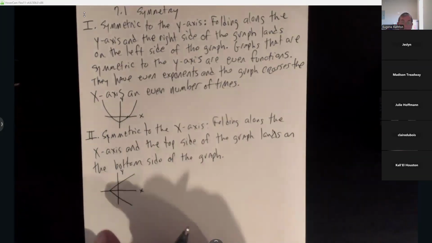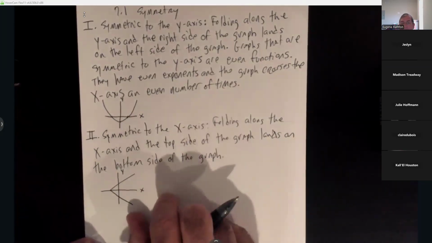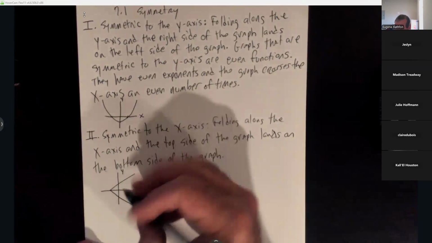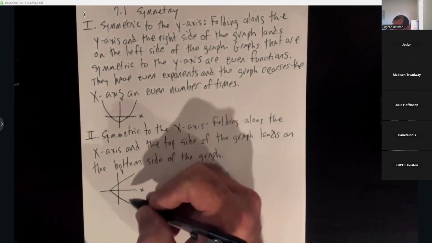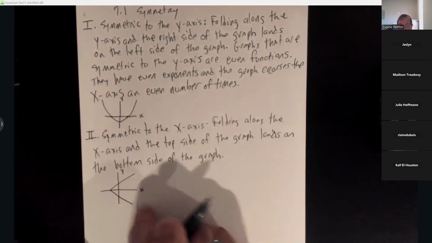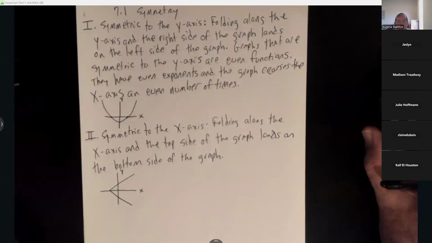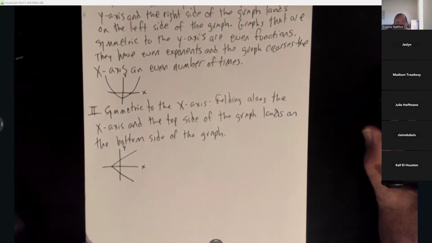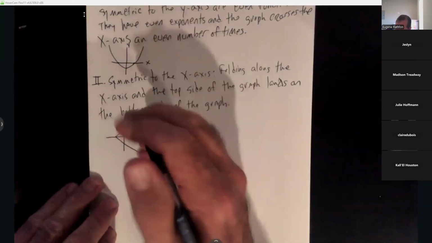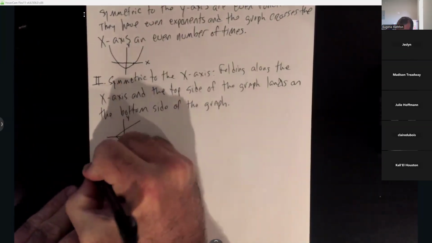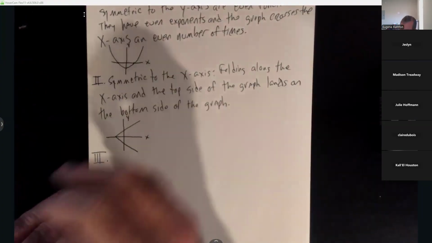Okay. Now, if it's symmetric to the x-axis, it's not an even function or an odd function because remember, this thing fails the vertical line test. So if it's symmetric to the x-axis, it's not even a function technically, okay? But the third one I'm about to do will be the odd. See, I got my even here. So the third one will be symmetric to the origin.